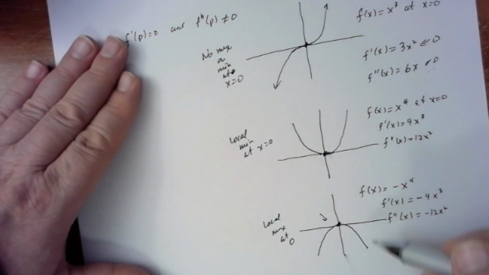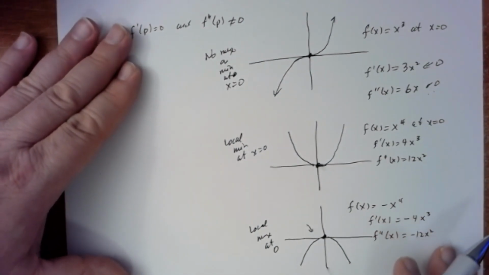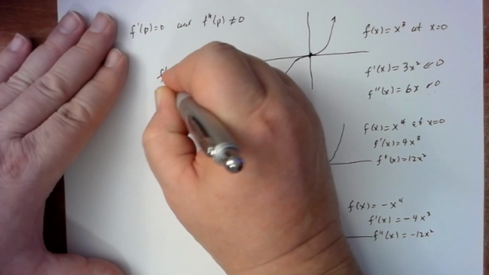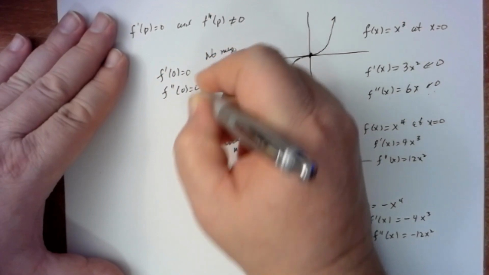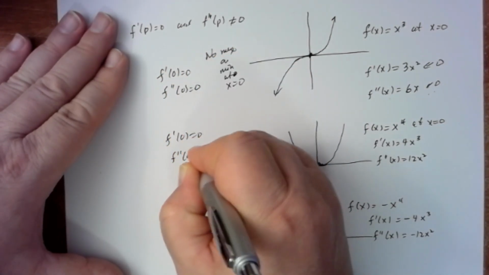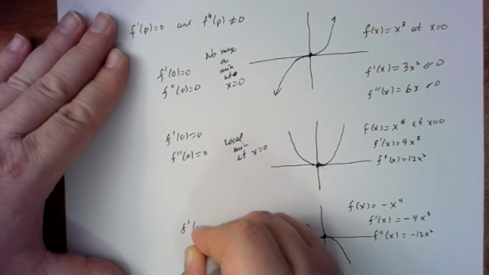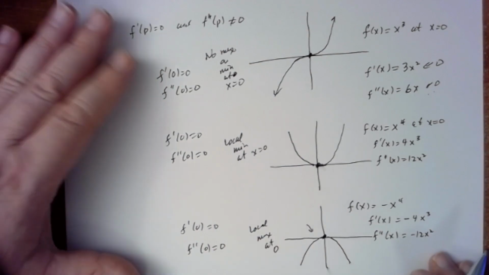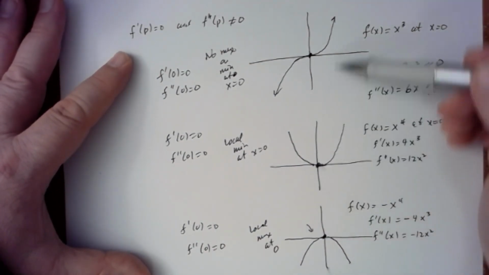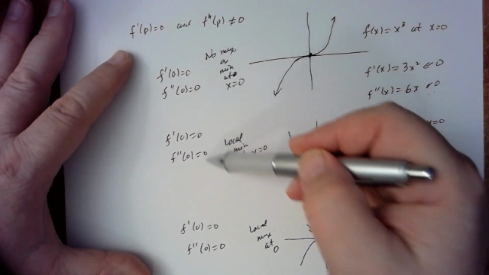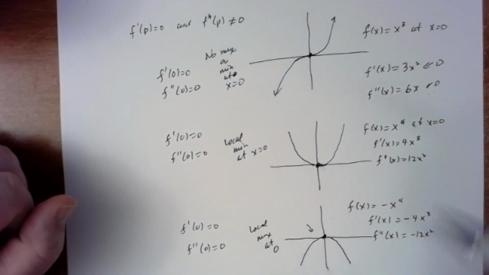And in all three of those cases, f prime of 0 is equal to 0, f double prime of 0 equals 0. And so we were unable to distinguish between these three situations if both of these are equal to 0. And so therefore you need more information.